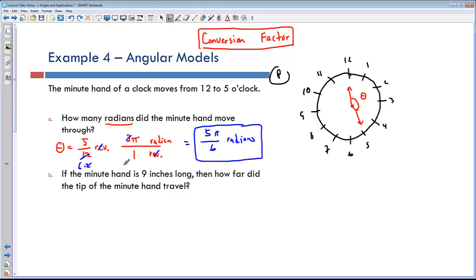Now, it wants to ask the question, if the minute hand is 9 inches long, then how far did it travel? All right, so now that's a slightly different question. So this is 9 inches long, and then when it travels, it goes through this sort of arc right here. It wants to find what that distance actually is, right? So what is that distance d that it travels? Now this one's really interesting. So right now, I know it's 5 pi over 6 radians.